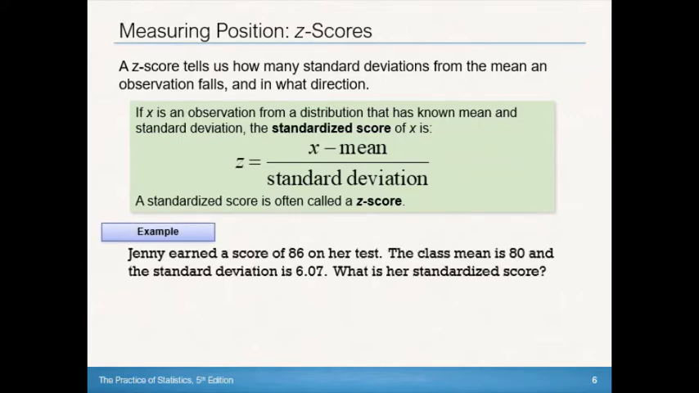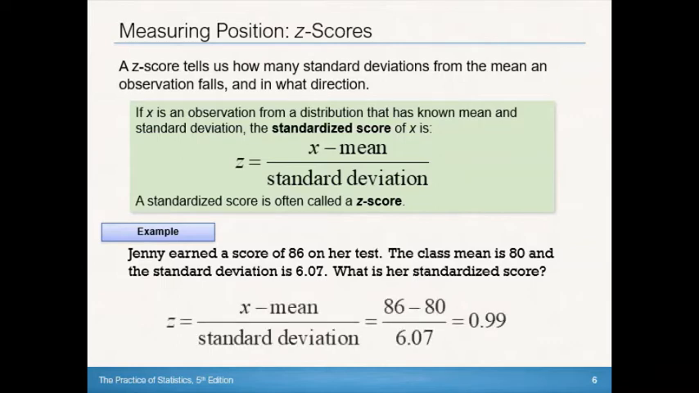We didn't give you this information before, but now we're telling you that the mean test score of her class was 80, and the standard deviation was 6.07. Remember, standard deviation is a measure of spread. It's the typical difference between the scores in her class and the mean in her class, right? We want to know what her standardized z-score is. So it's just her value minus the mean, and then we divide that by 6.07.